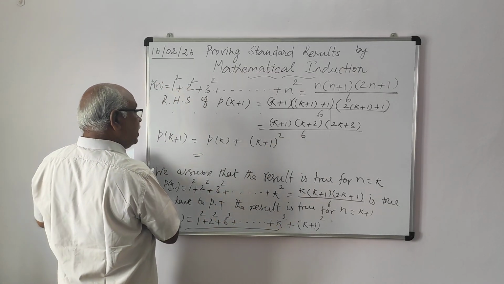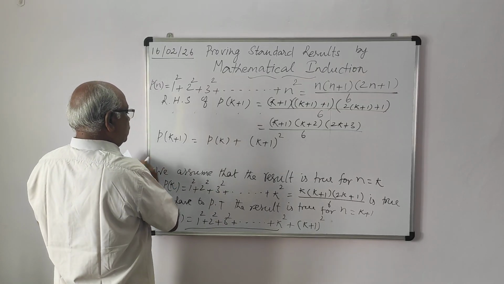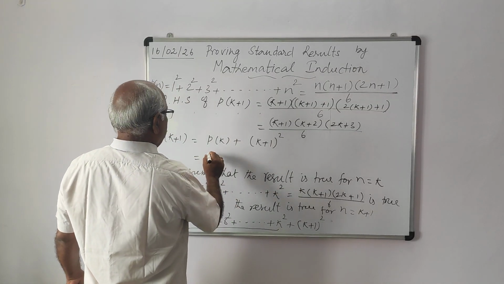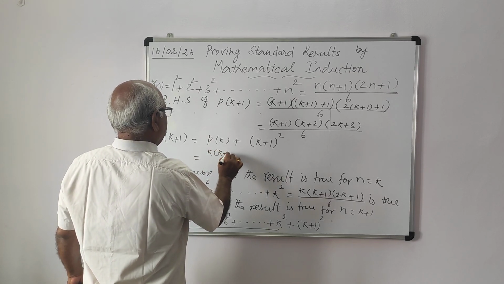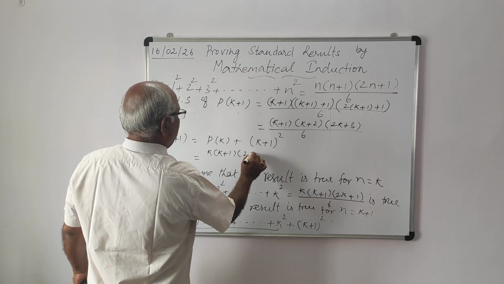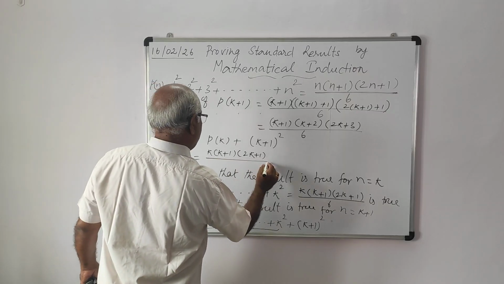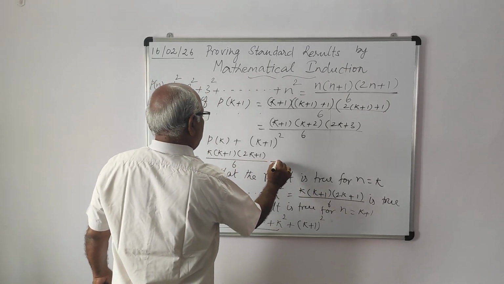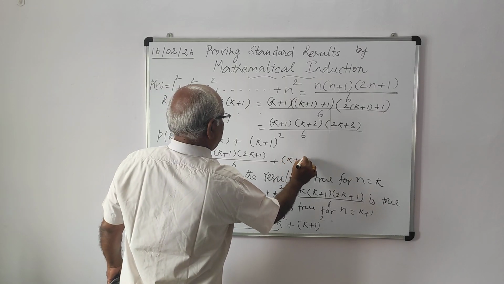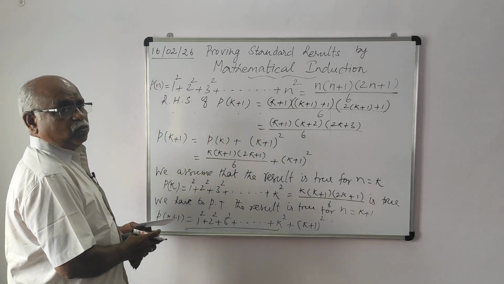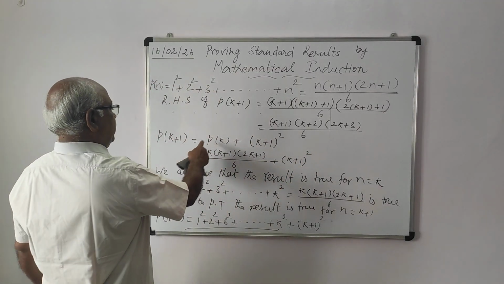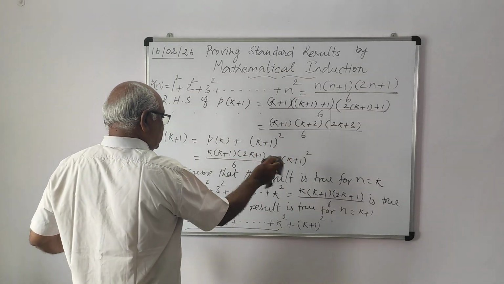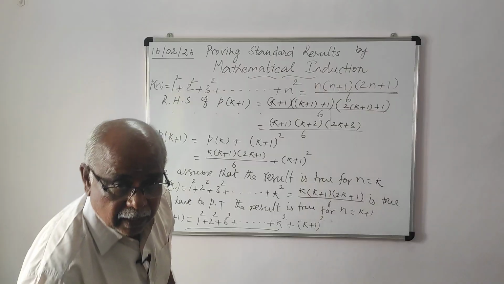You know what is P of k? The result is already assumed to be true for P of k. That is, P of k is k into k plus 1 into 2k plus 1 by 6. For k, the result is true. For k plus 1, we have to prove the result is true. For that, P of k plus k plus 1 whole square. So, by simplifying, okay.